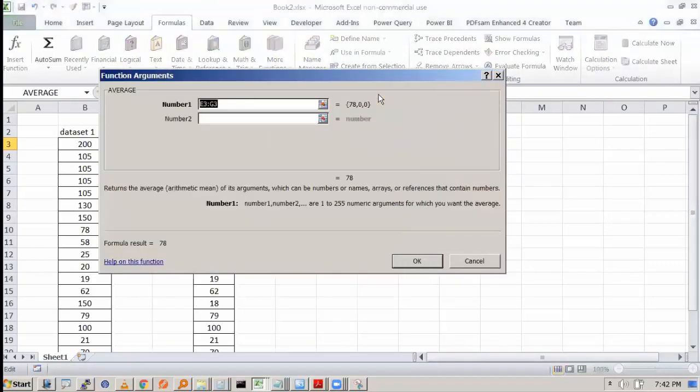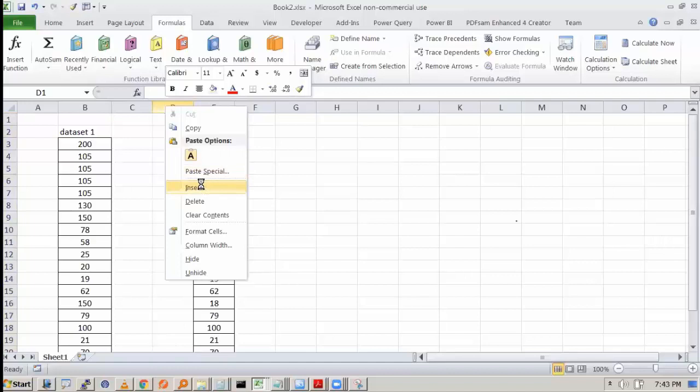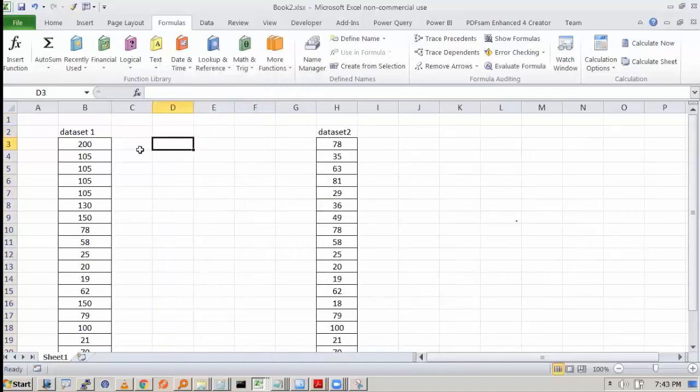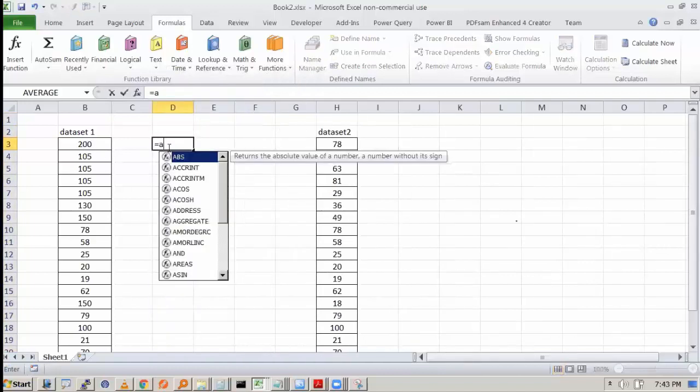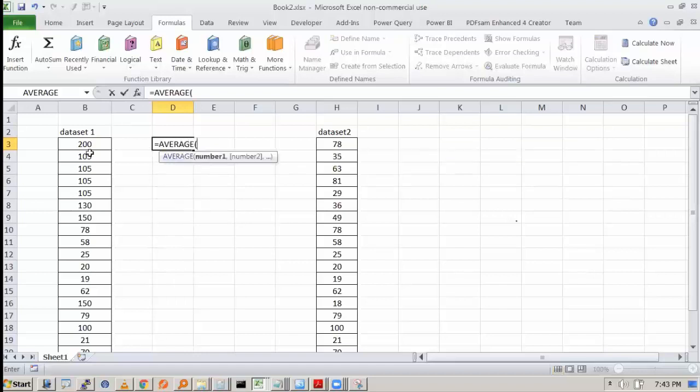So how do we compute the arithmetic average of a data set? Let's say I have two data sets here. I'll compute the arithmetic average of data set 1. I have to give AVERAGE, and I either have to give the numbers like this, or I can give a range.